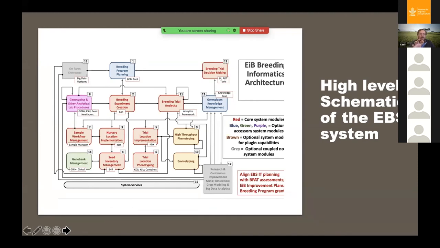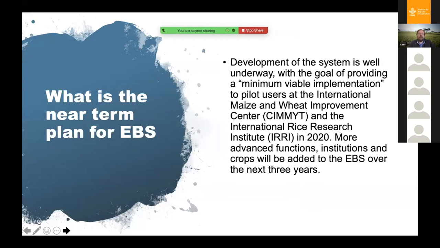This is the schematic for the EBS. What we're working on, our pilot program, is involved in the analytics, which is near the center, and the environment typing, which is down in the lower right-hand portion of the screen. Just to give you an update on EBS, the development of the system is currently underway with the goal of providing a minimal viable implementation for pilot users at CIMMYT and at IRRI this year. More advanced functions, institutions, and crops will be added to EBS over the next number of years.